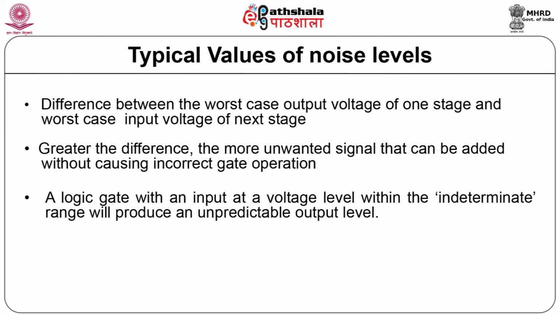A logic circuit with an input at a voltage level within the intermediate range will definitely produce unpredictable output levels. The noise margin is 2.5 volt minus 0.8 volt, which is equal to 1.5 volt for the TTL logic family.